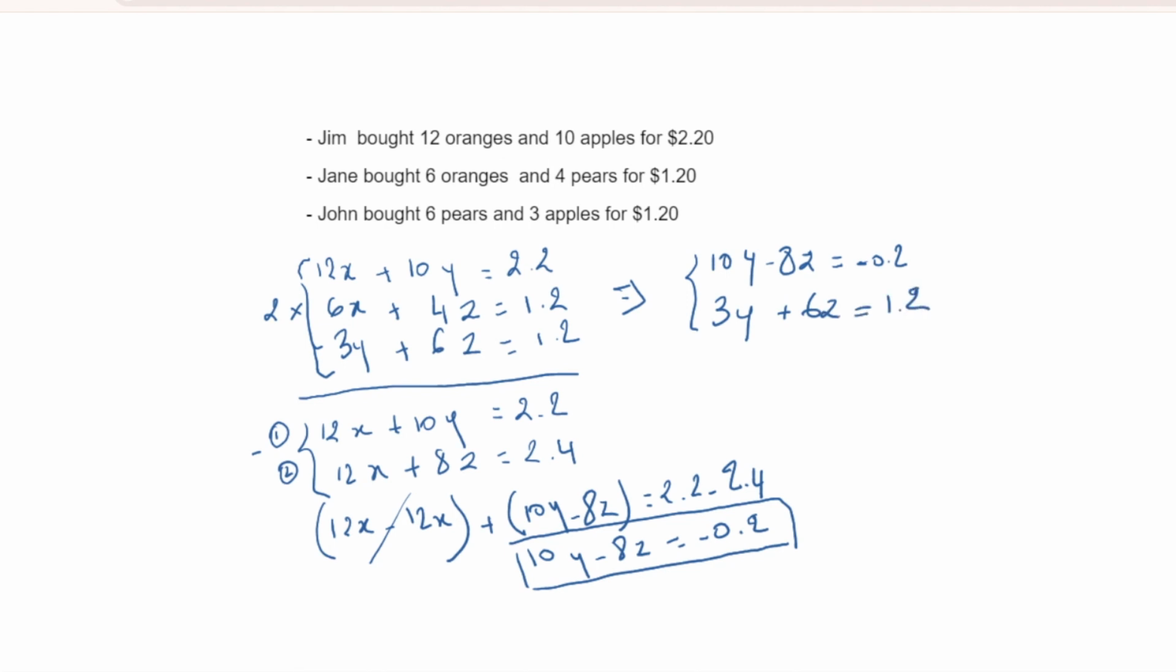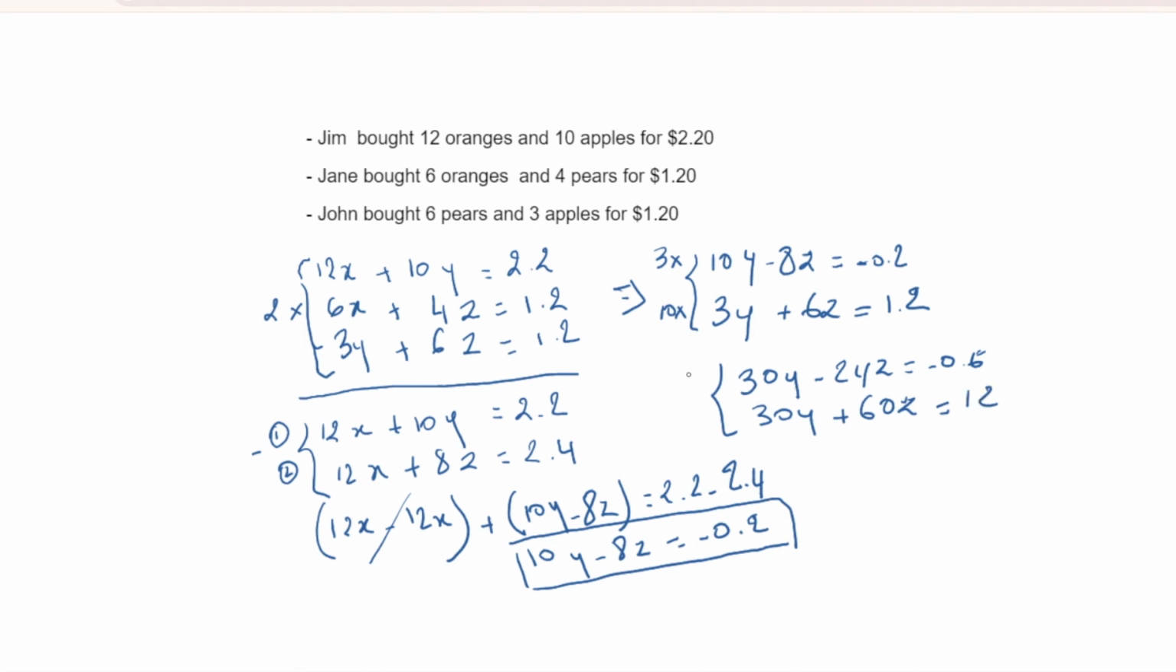Now we'll do the same thing to find the y. Here we have 10, and we have 3. We can multiply this by 3 and multiply this by 10. We have 30y minus 3 times 8, 24z, equal to 0.2 times 3, which is 0.6 here, and 30y plus 10 times 6z, 60z, is equal to 12.